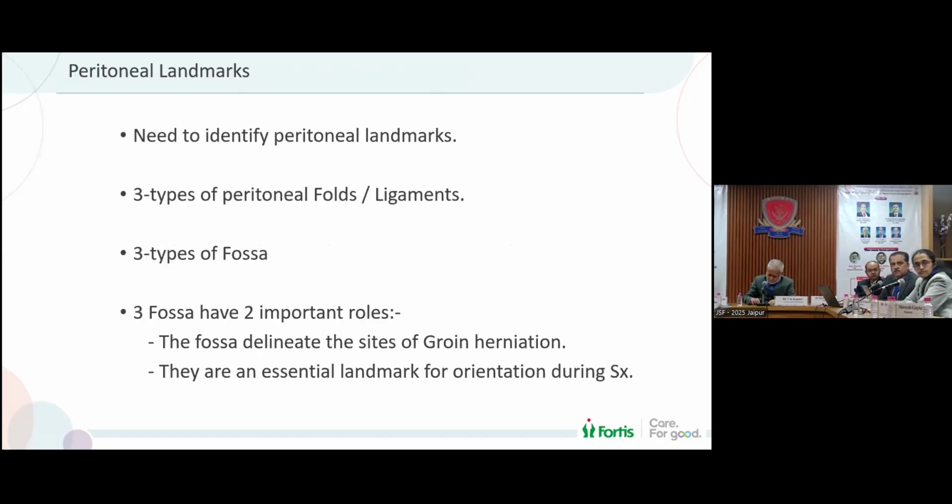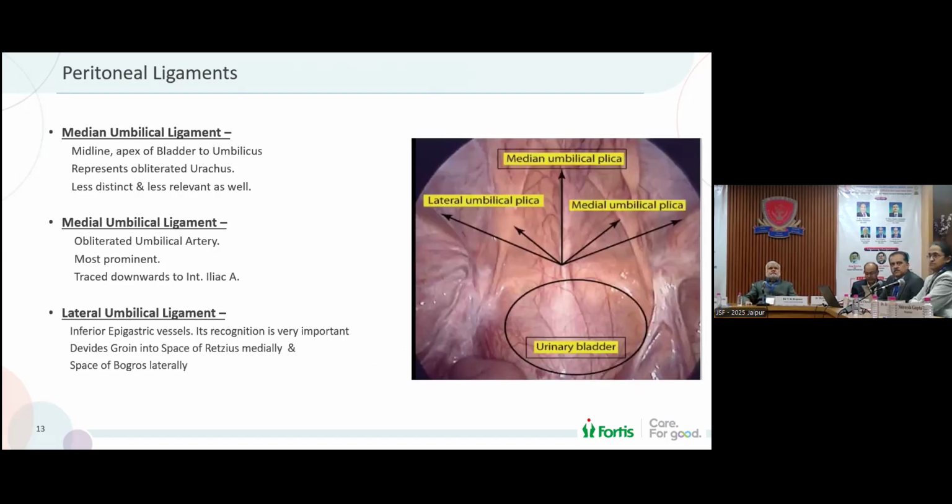So let's start with the peritoneal landmarks. Whenever we enter the abdominal cavity, we shift our camera towards the groin region. We need to identify peritoneal landmarks. There are 3 types of peritoneal folds or ligaments and 3 types of fossa. These fossa delineate the sites of groin herniation. They are essential landmarks for orientation during surgery. So we need to identify these structures.